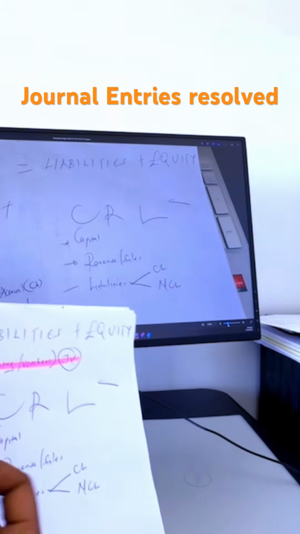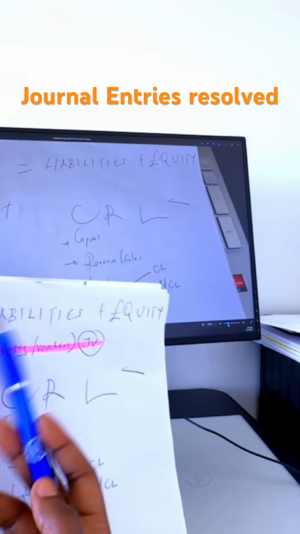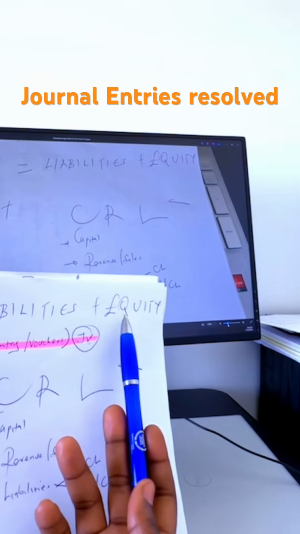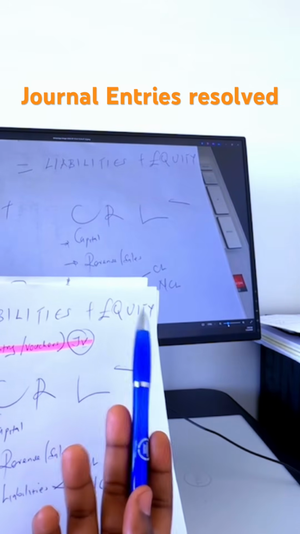We have what we call assets. These are things we own. And you have what we call liabilities. These are things we owe. And you have what we call equity. This is what we put in as our capital or contribution towards the business.